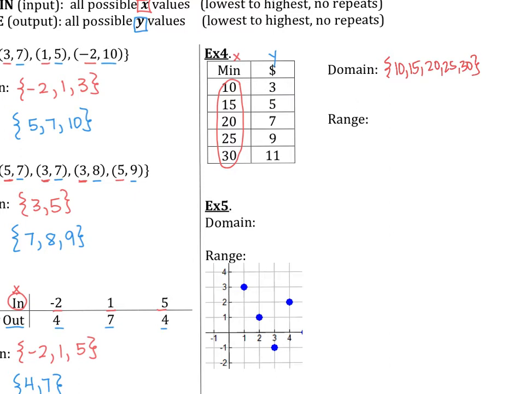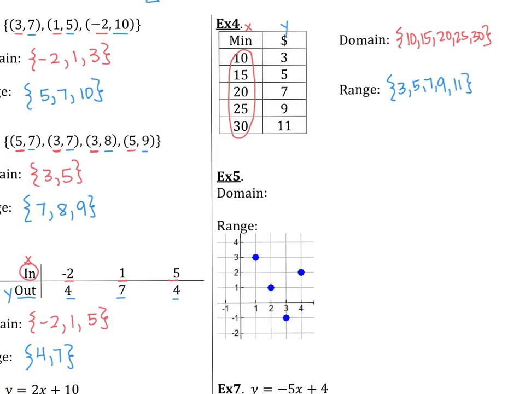Okay, now the range is the money. So $3, $5, $7, $9, and $11. Lowest to highest, no repeats. Done. And now let's look at example 5. It's example 5, domain and range.